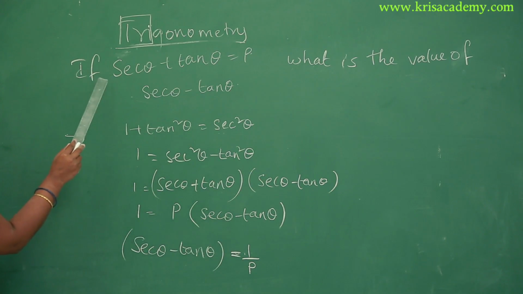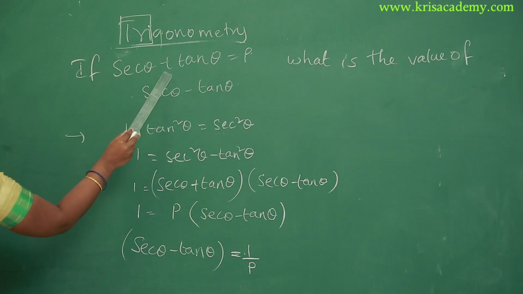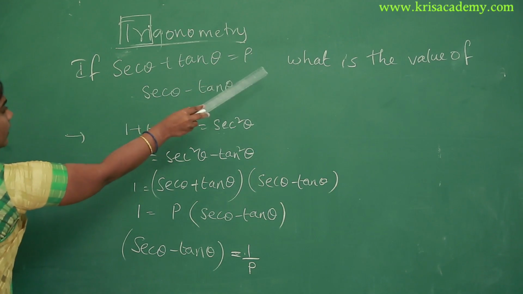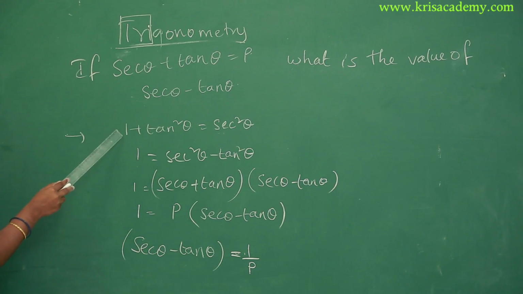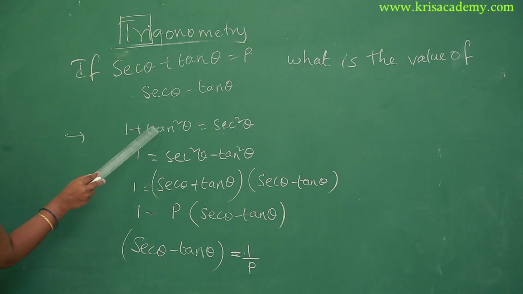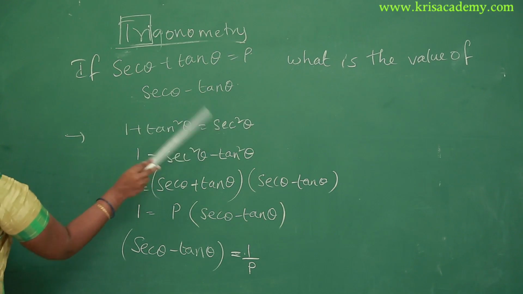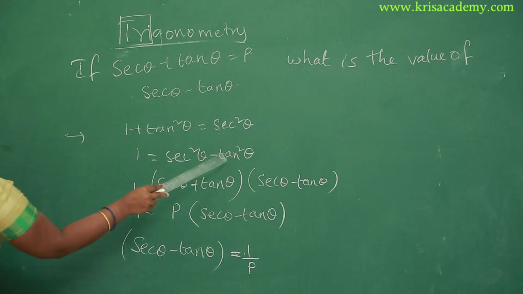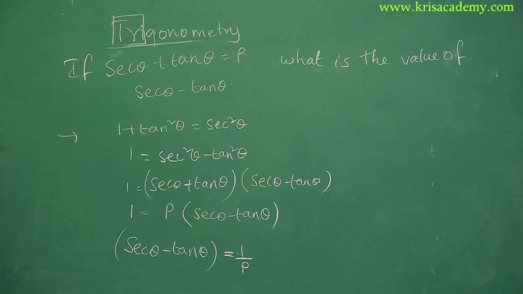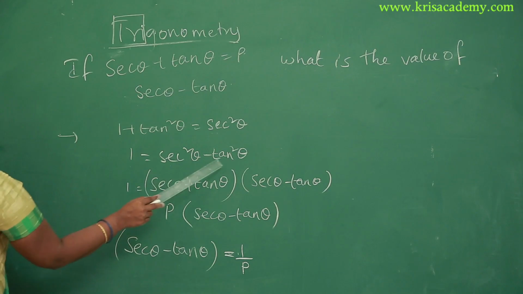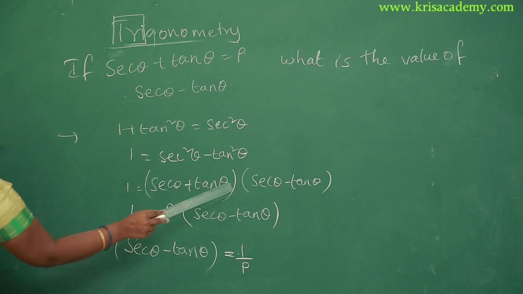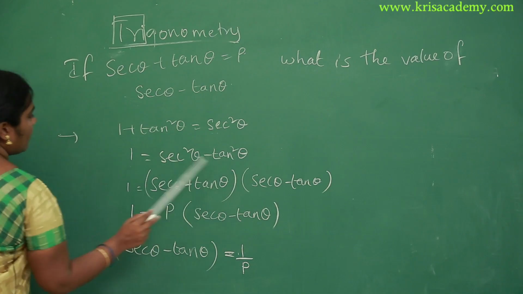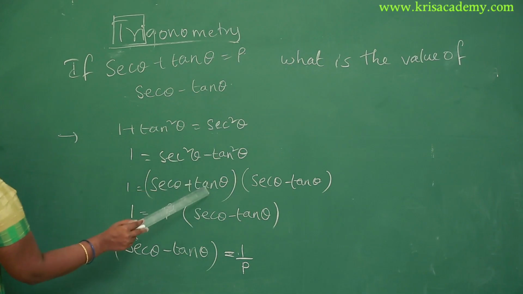Once again, the given question is secant theta plus tan theta is equal to p. They are asking what is the value of secant theta minus tan theta. The solution: for the secant and tan relation, we have only one trigonometric identity, 1 plus tan square theta is equal to secant square theta. Plus tan square theta, when it goes to the opposite side, becomes minus tan square theta. Here we are using a square minus b square. What is the a square minus b square formula? (A plus b) into (a minus b). A value is secant theta, b value is tan theta.